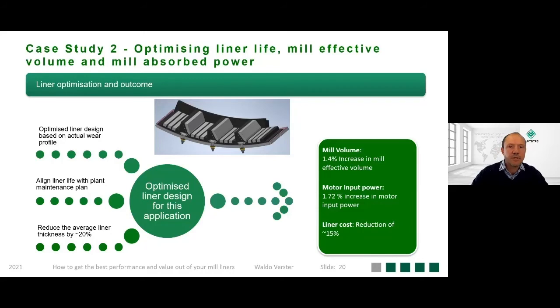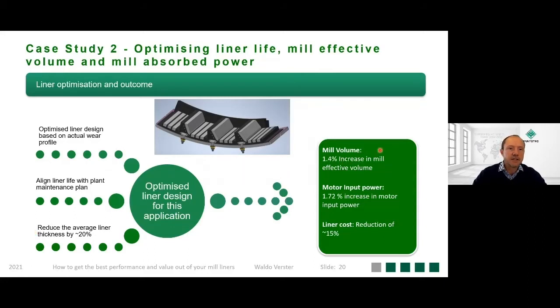What did we do and what did we achieve with this specific case study? Over a few supplies, we have optimized the liner profile and the liner design based on the actual wear profile. This is based on condition monitoring being performed in the mill. We have aligned the liner life with the plant maintenance plan. Initially, the liners exceeded the required maintenance intervals, and we've aligned that, resulting in a 20% reduction in liner thickness.